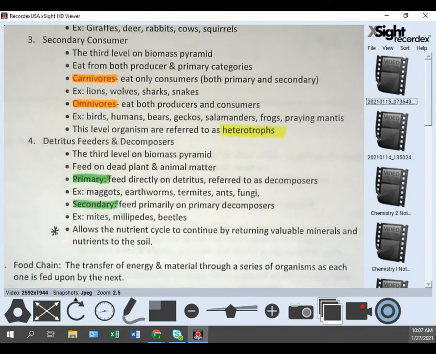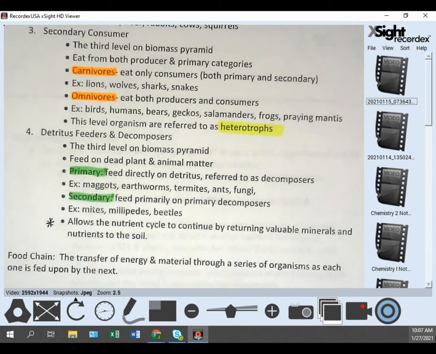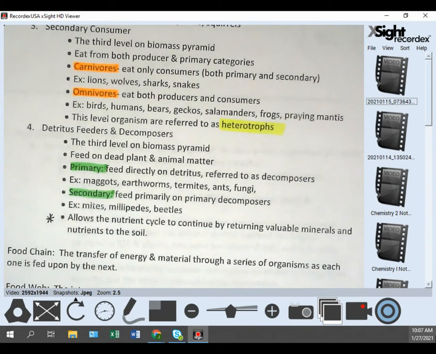Now, what is the role that detritus feeders and decomposers play in the ecosystem? Well, that's right here, and I've asterisked it because this is really important.